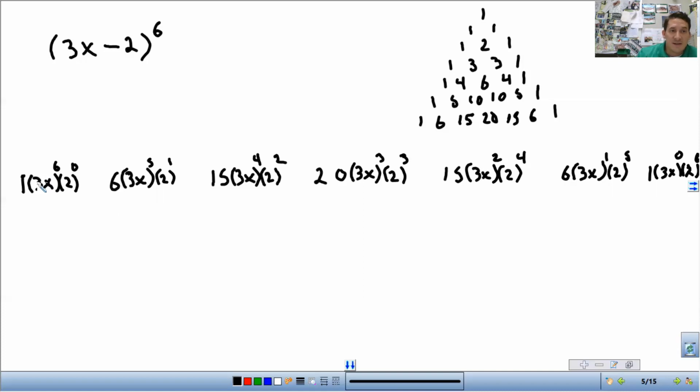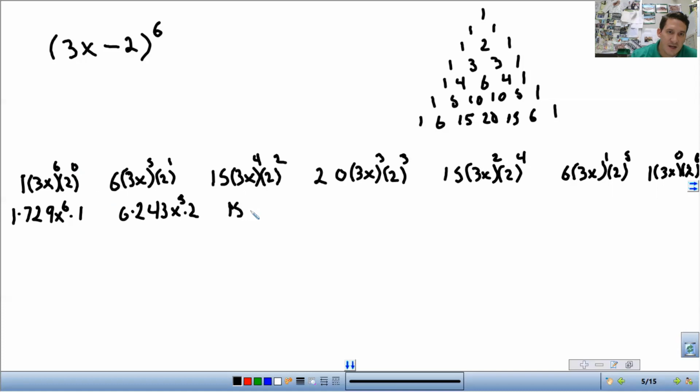All right, so for the 3x, this is going to be 3. So let me start back up. It's going to be 1 times 3 to the 6. Let me use a calculator on that. 3 to the 6 is 729 x to the 6. 2 to the 0 is just 1. All right, so I have to do that for each of them. So it's going to be 6 times 3 to the 5th, which is 243, x to the 5th times 2.